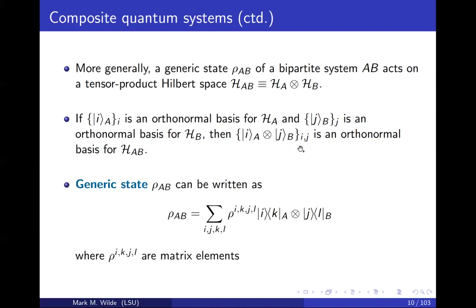Then you can use this basis to write down a generic bipartite state of the tensor product Hilbert space. So rather than just 2 indices like we had before, now we're going to have 4. These you could arrange in a matrix, but then you would be labeling the rows of the matrix with 2 indices, I and J, and you'd be labeling the columns of the matrix with the 2 indices, K and L.